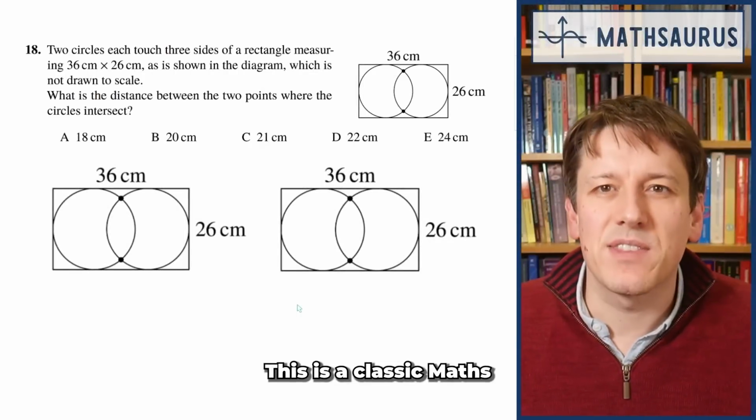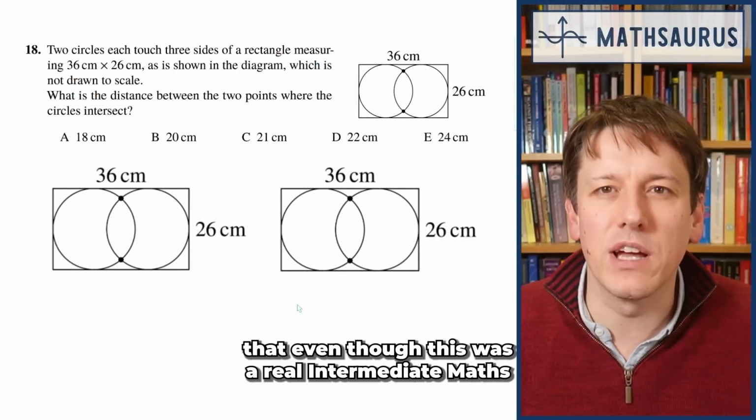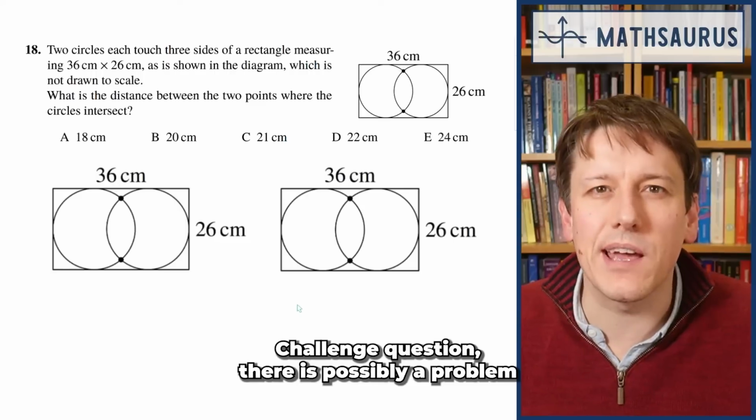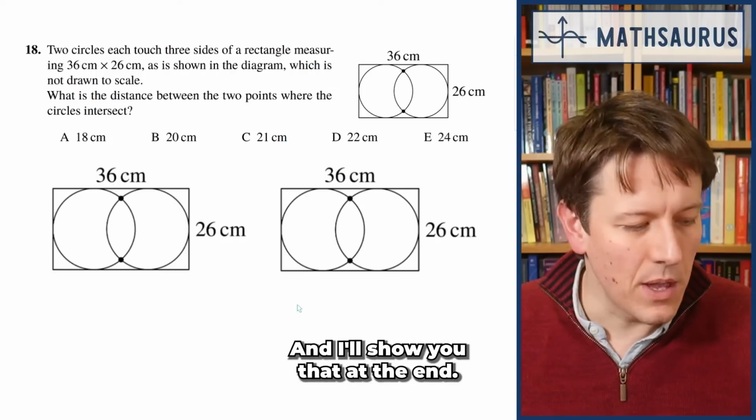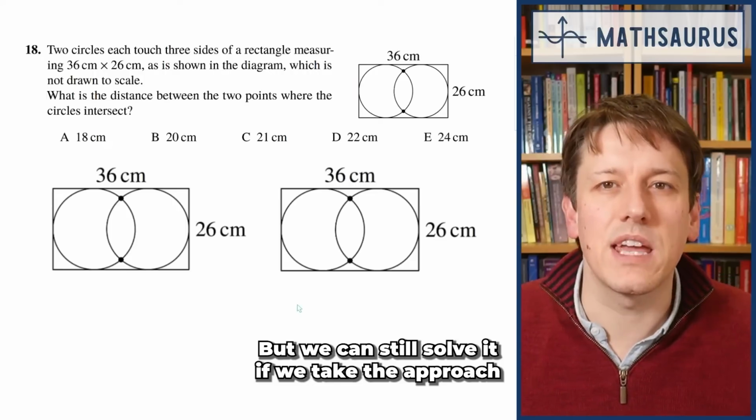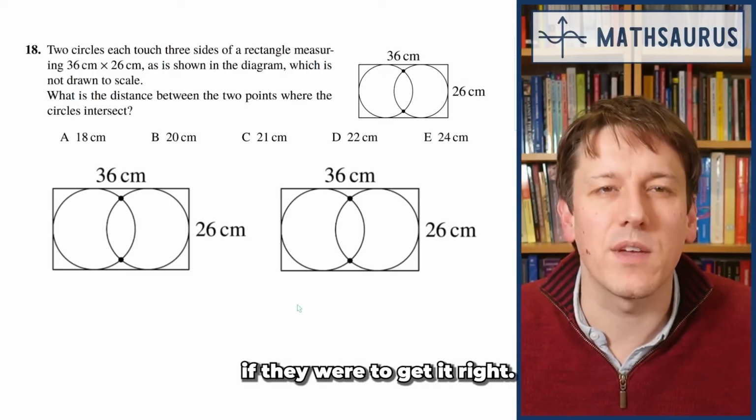This is a classic maths challenge geometry style question, and it has been pointed out to me that even though this was a real intermediate maths challenge question, there is possibly a problem with the diagram here, and I'll show you that at the end. But we can still solve it if we take the approach that I think most students would have thought about here if they were to get it right.